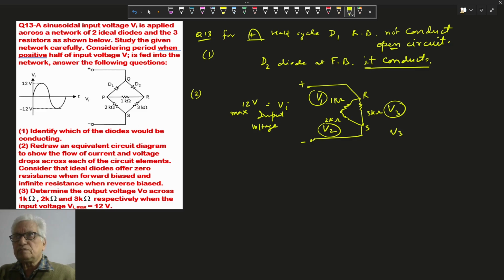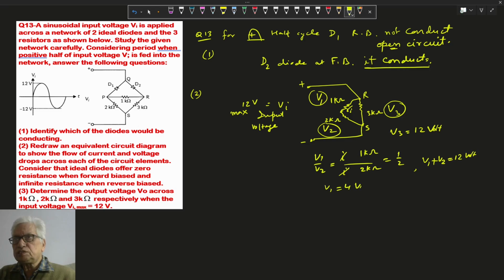So V3 is simply 12 volt. For the ratio V1 upon V2, suppose the current in the series circuit is I, the same through both, so V1 is I times 1 kilo ohm and V2 is I times 2 kilo ohm. Now V1 plus V2 is what? The total voltage, that is 12 volt. Solving this, V1 is 4 volts, V2 is 8 volts, and V3 is 12 volts. Here is the answer.